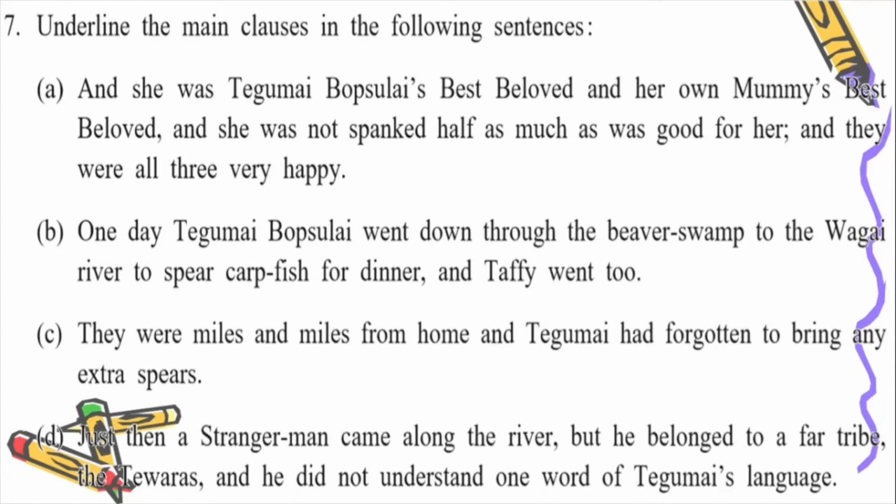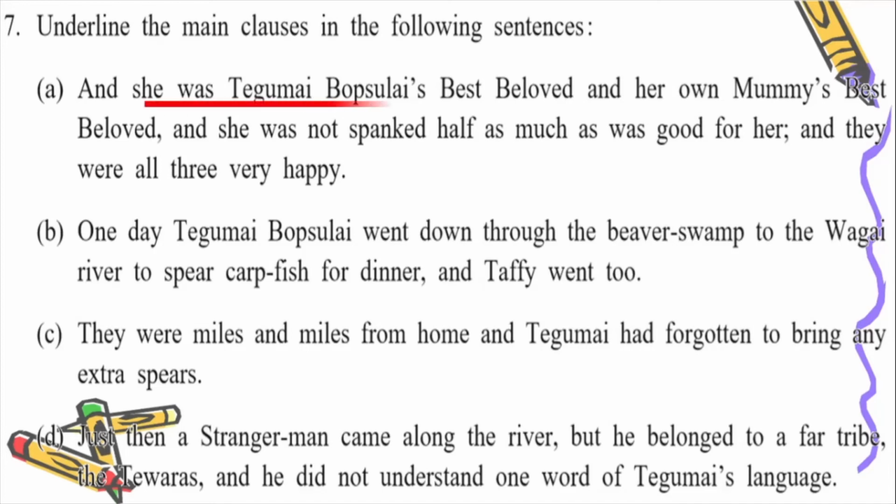Sentence number 1. And she was Tegumai, Bopsulai's best beloved, and her own mummy's best beloved. And she was not spanked half as much as was good for her, and they were all three very happy. So see how many main clauses can you pick out from this sentence.